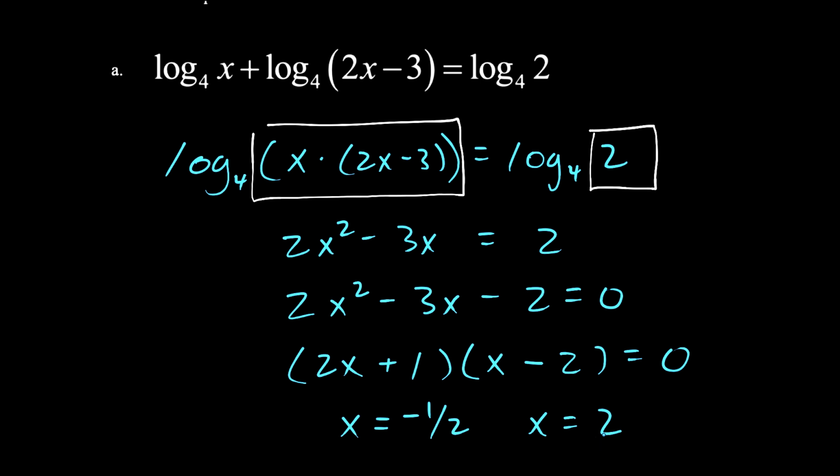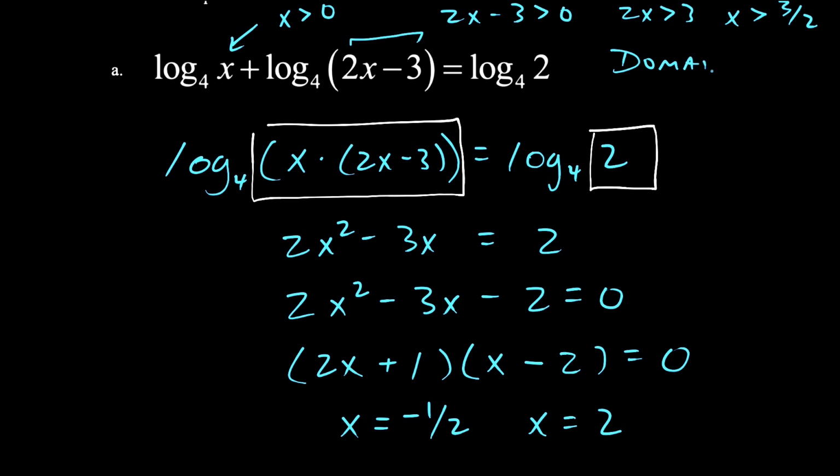In the very beginning of the problem, there are domain restrictions. We can't log negative numbers or 0. So this answer, x, must be greater than 0. And here, we would say that 2x minus 3 must be greater than 0, which means 2x is greater than 3, or x has to be greater than 3/2. So this is our domain restriction.